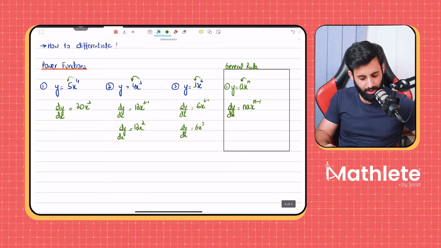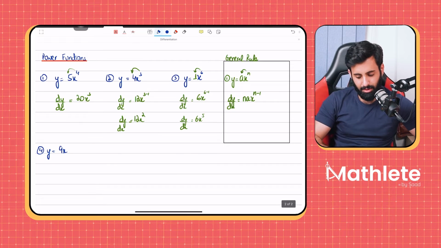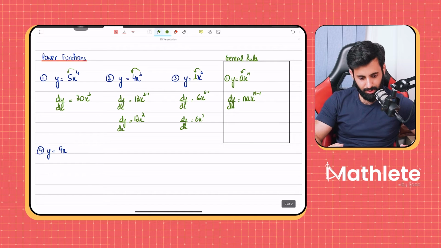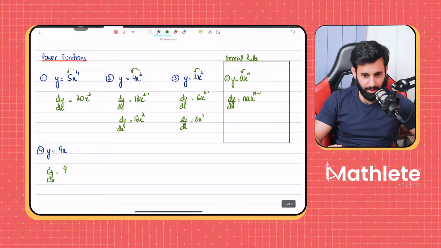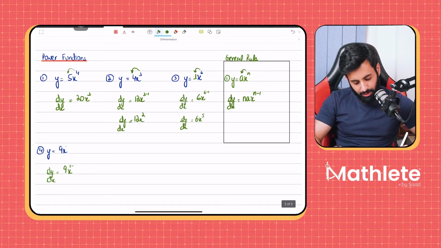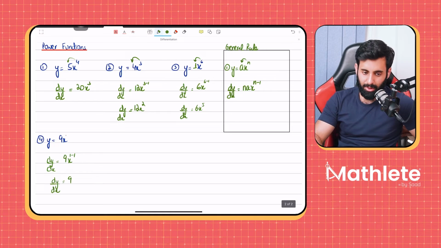All right, let's do another example. Let's say we have y is equal to 9x to the power 1, or simply 9x. Anyone who can tell me what will be the derivative of this? Now, when I say derivative, it's the same thing. Don't get confused. It's going to be just 9. dy by dx is equal to, so what happens when you multiply 1 and 9? You get 9. x to the power 1 minus 1, which is 0, so 9x to the power 0, or simply 9.